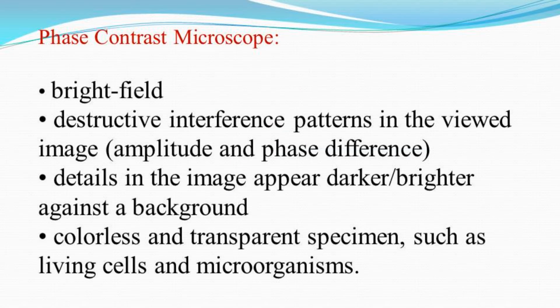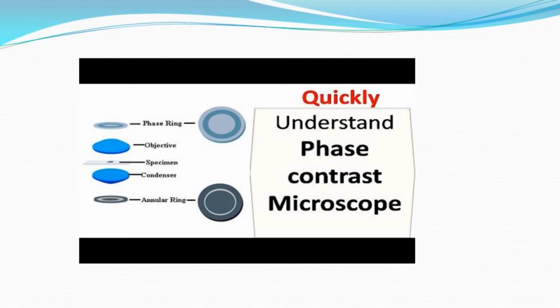Next is the phase contrast microscope. The field is bright and the special characteristic feature is that destructive interference patterns occur in the viewed image. That is, amplitude and phase differences occur. Details in the image appear darker or brighter against the background. It is used for colorless and transparent specimens such as living cells and microorganisms. This is how the phase contrast microscope works, where you could see the phase ring, the objective, specimen, condenser, and it uses the annular ring.